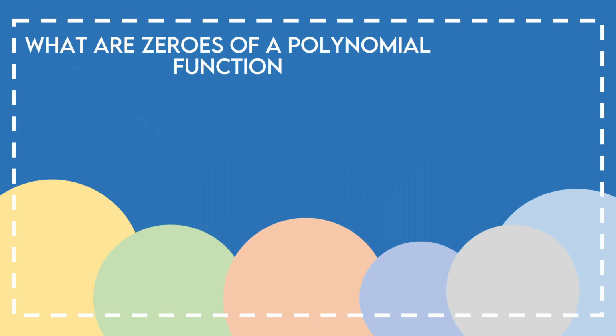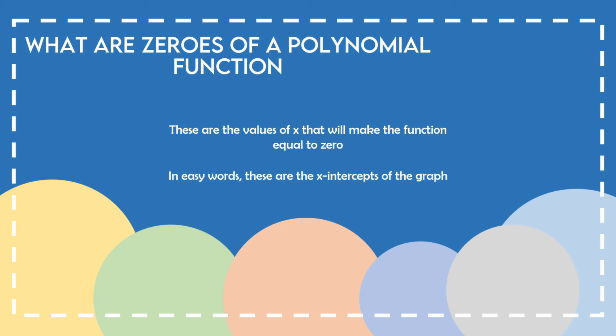So, before going further into the topic, let us first define another important term in the topic of end behavior, which is zeros. So what are zeros of a polynomial function? Well, these are values of x that will make the function equal to 0. Or in other words, these are the x-intercepts of the graph. And if it isn't obvious by now, x-intercepts are points in the graph where the graph touches the x-axis.